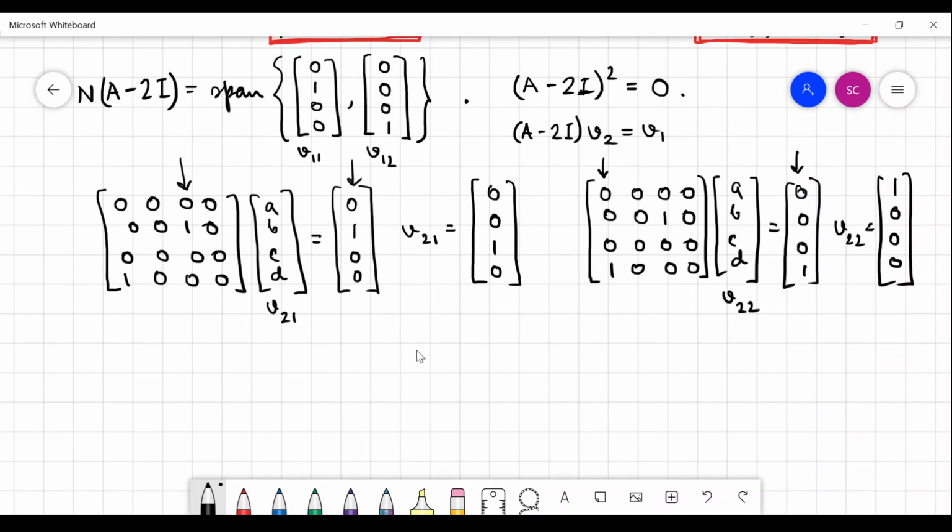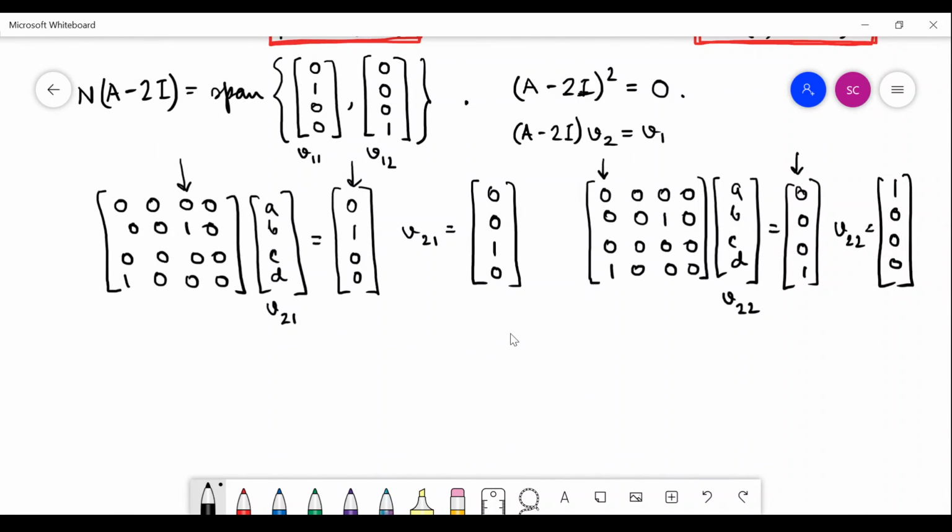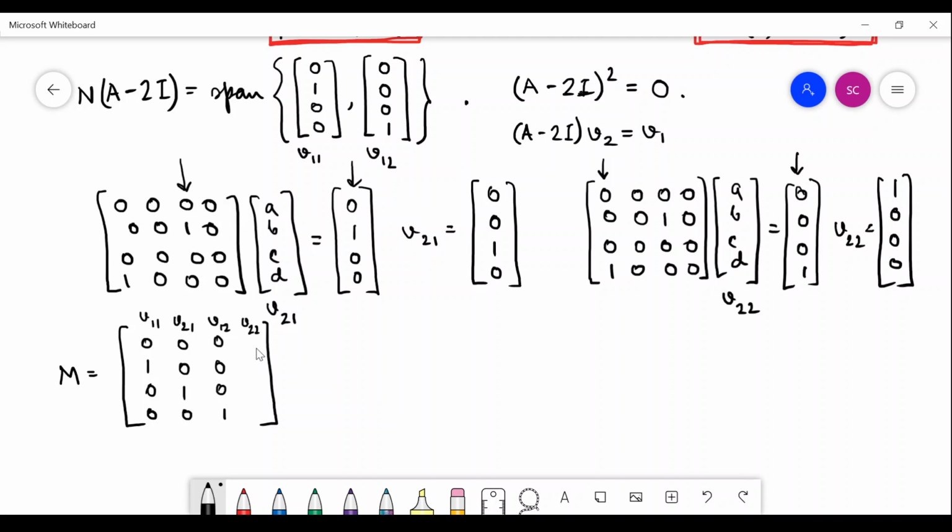example. So now you see that you have found out your V11, V21 pair and V12 and V22 pair. So your modal matrix M would be simply writing down V11, V21, then V12, V22. What is V11? 0, 1, 0, 0. V21 is 0, 0, 1, 0. V12 is 0, 0, 0, 1, and V22 is 1, 0, 0, 0. So this is the modal matrix that you have found out.